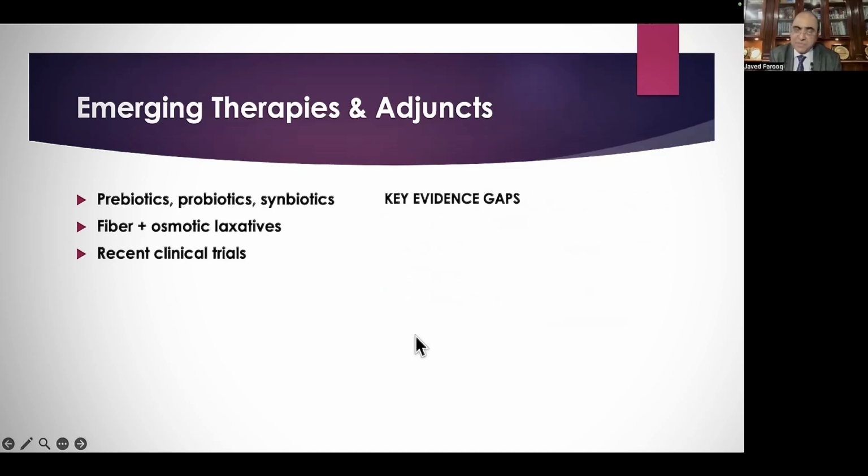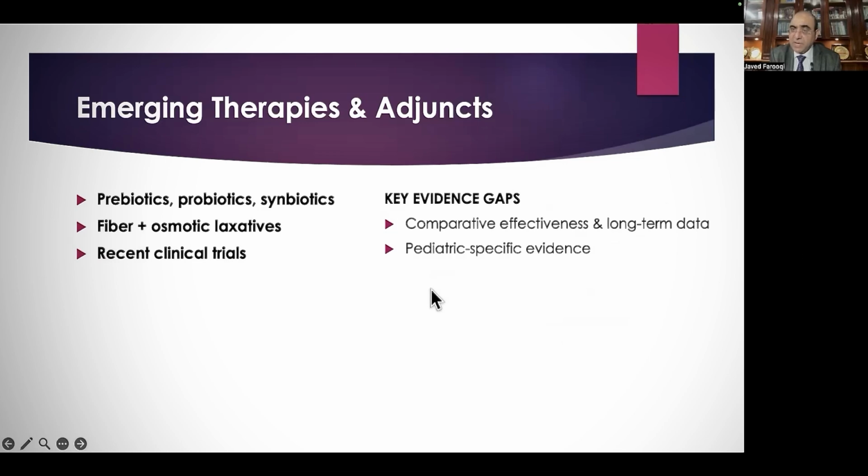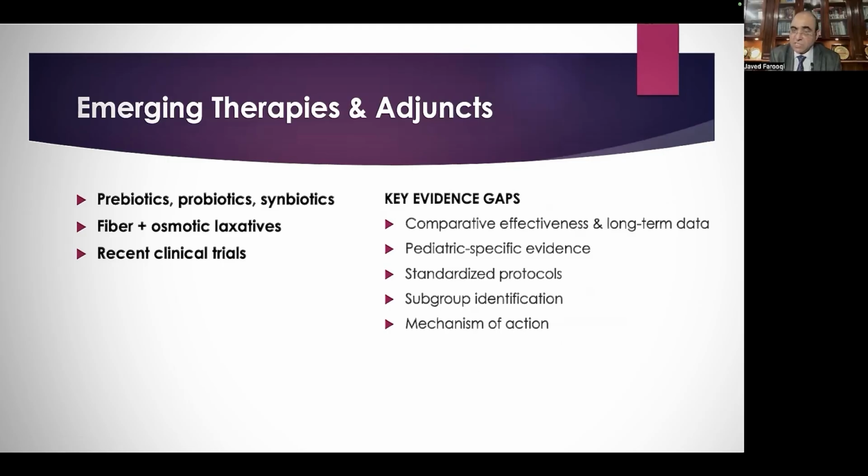Key evidence gaps in the recent clinical trials are comparative effectiveness and long-term data. There's an evidence gap, pediatric specific evidence is still a bit lacking, standardized protocols are still awaited, and of course subgroup identification is important, like mechanism of action. Studies on these are also very important, and patient reported outcomes and quality of life.